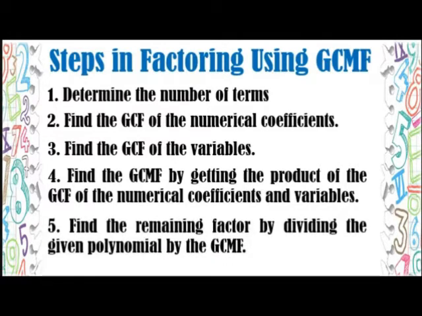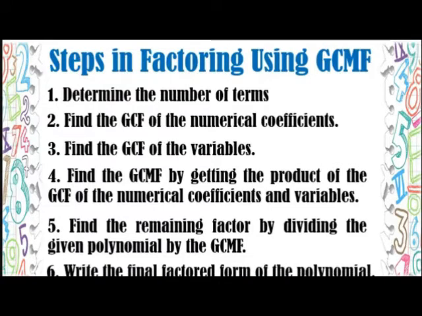Step 5, find the remaining factor by dividing the given polynomial by the GCMF. And last step, write the final factored form of the polynomial using the form GCMF times the remaining factor.